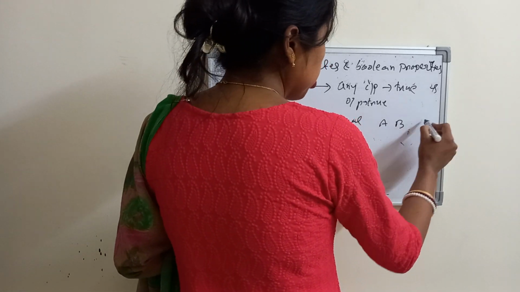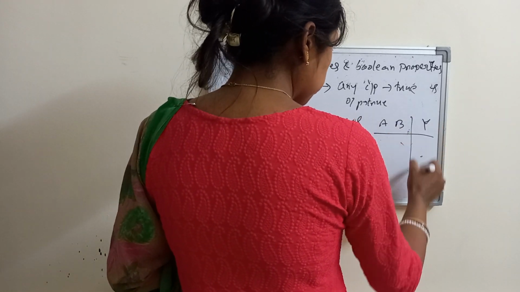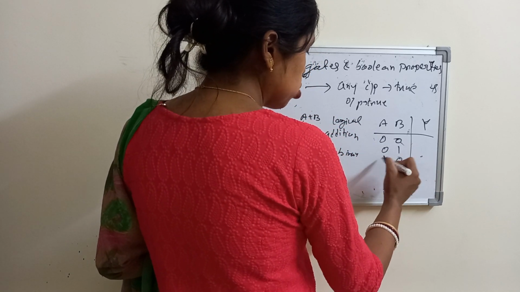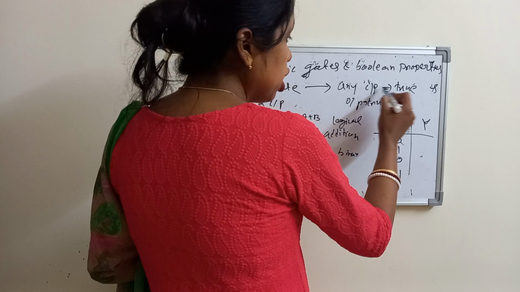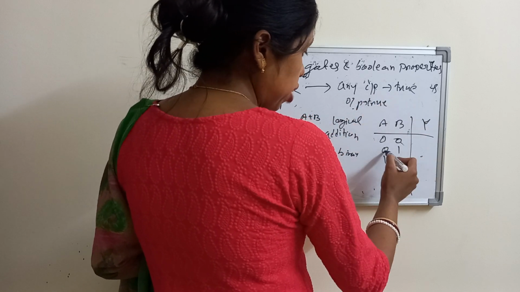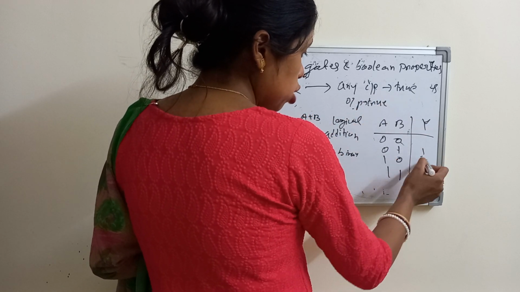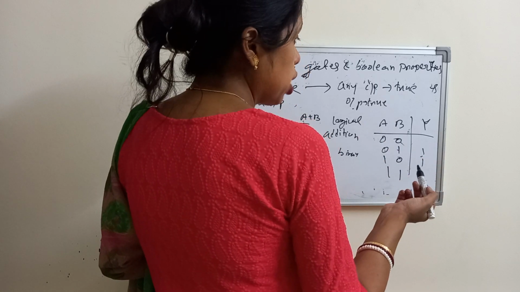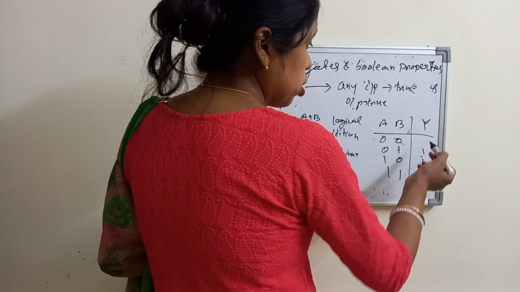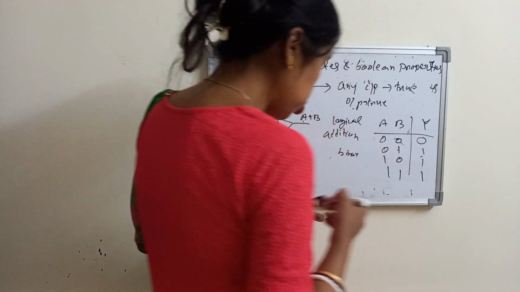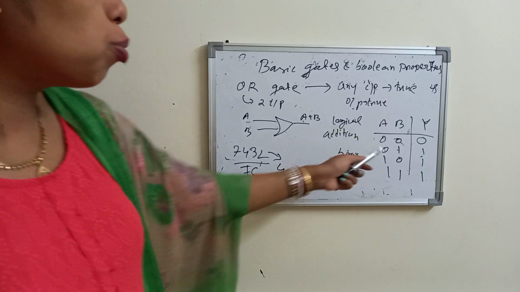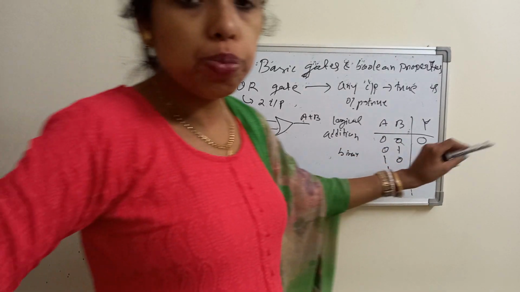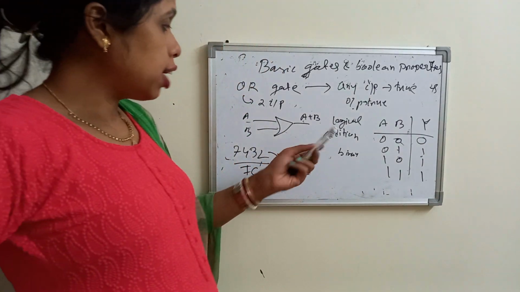So A and B, and the output: 0 1 1 1. If any input is 1, the output will be true. If both the inputs are false, then the output will be false. Among these three combinations, if any input is 1, the output will be 1. So this is the rule.